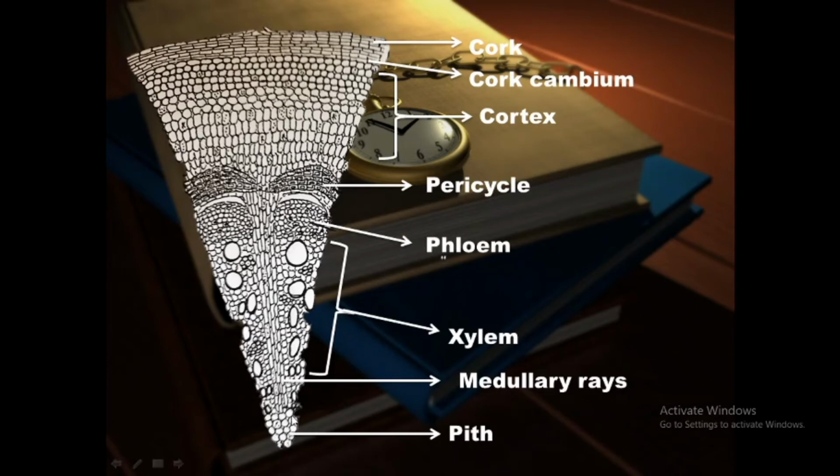Then the central component, that is pith. This is a small central parenchymatous portion of the stem which contains starch, the important constituent in pith. So this is up to the transverse section of Tinospora stem.